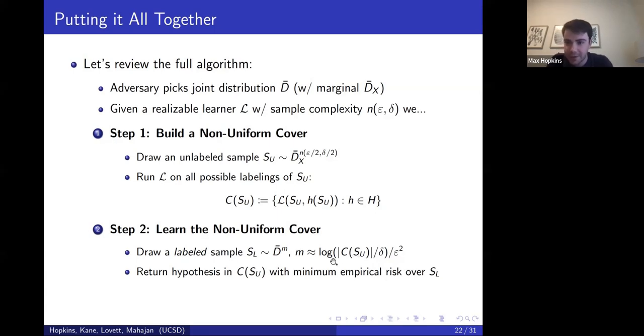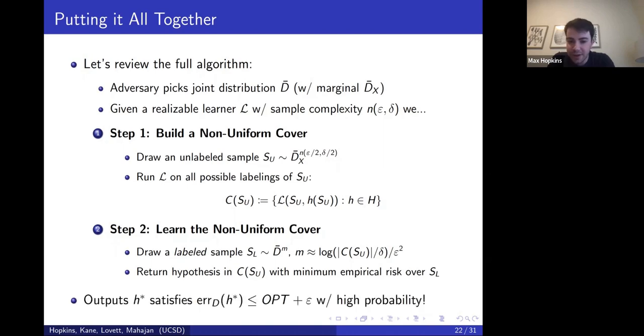This is the naive bound from Chernoff plus union. You can maybe do better, I'm not quite sure. And then you just return the hypothesis in C_S_U with the best empirical error. And we showed a couple slides ago that this is guaranteed to output something within opt plus epsilon with high probability. And that is exactly the definition of winning the agnostic game, right?